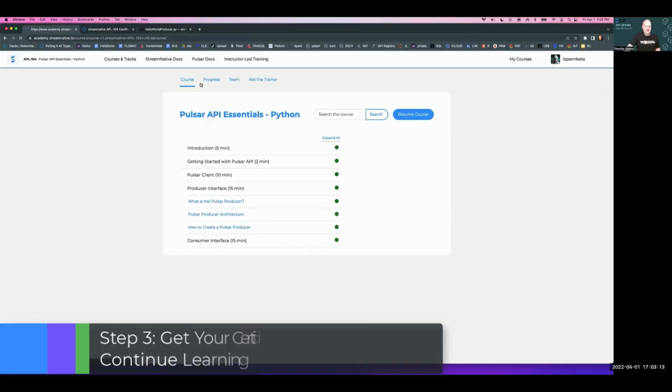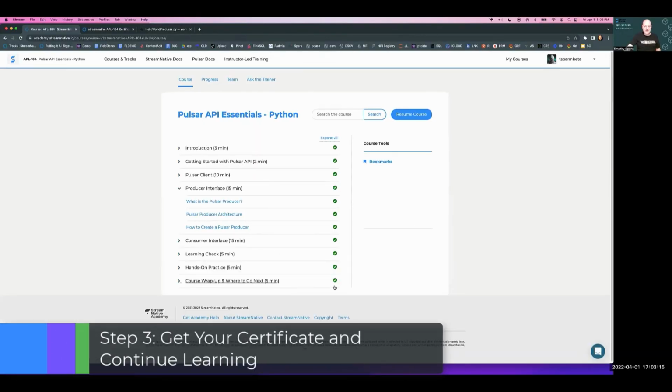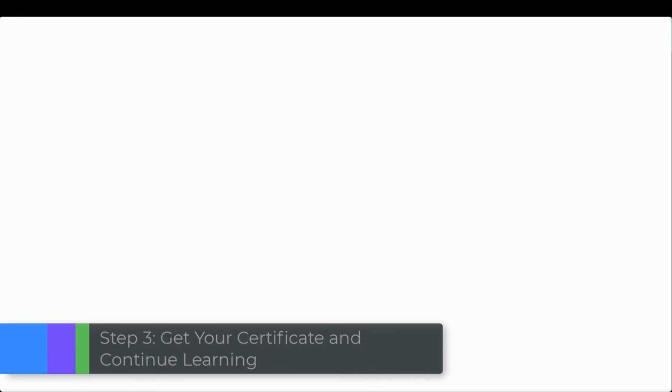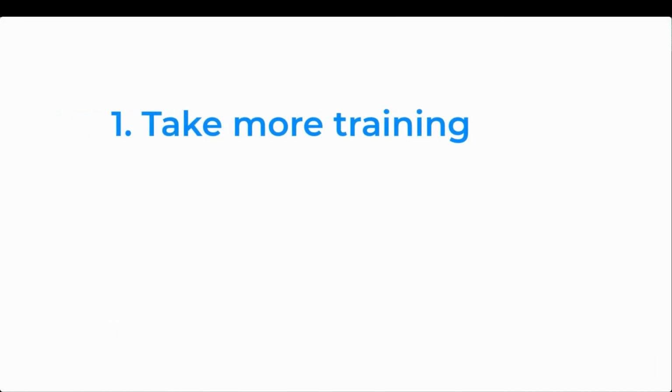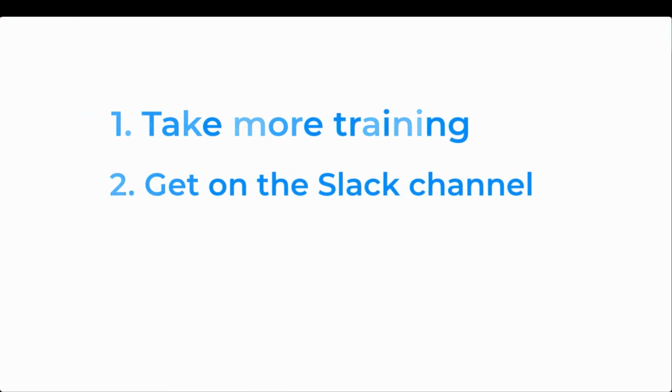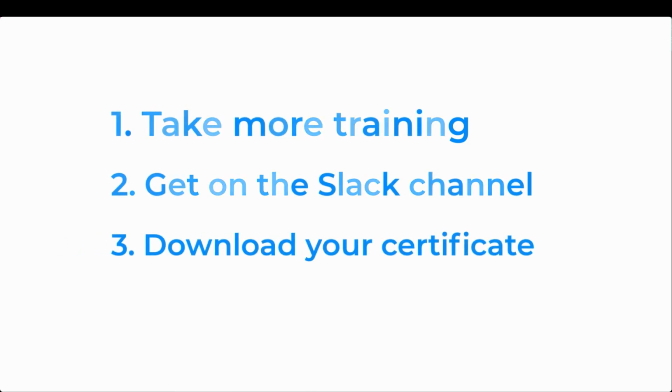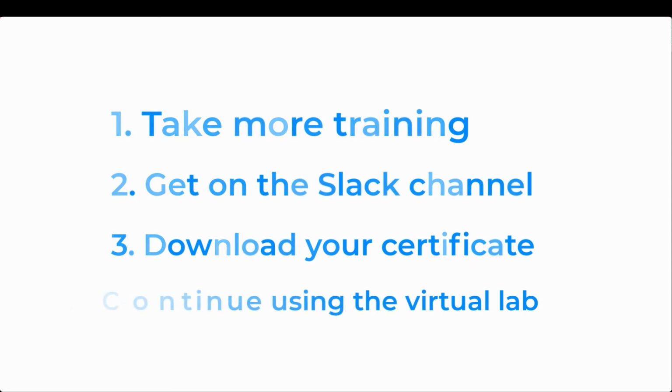I think this works. Okay, I think we completed everything. Go check the course. All green. That's what I want to see. We know what to do next. Get more training. Get on that Slack channel. Make sure you get your certificate and download it. And keep that environment up. You got 2 more days.